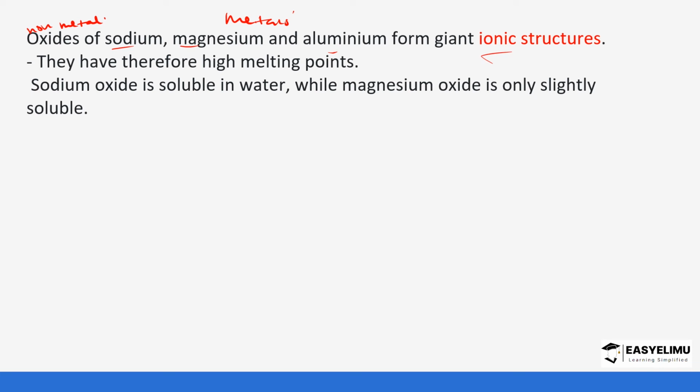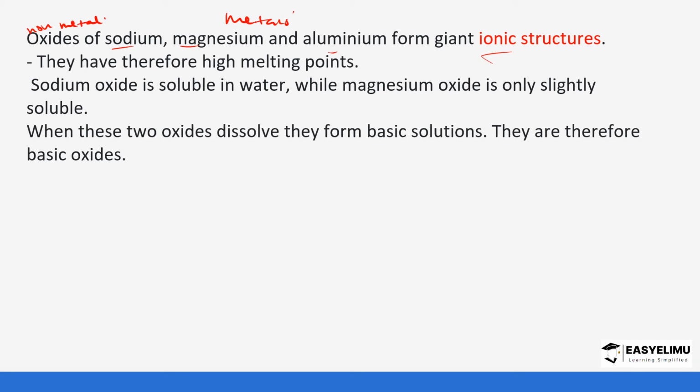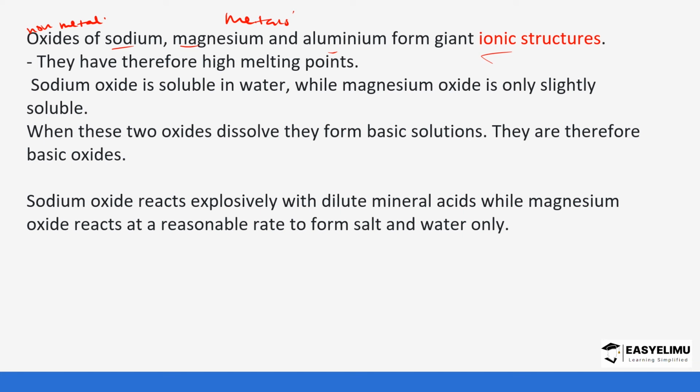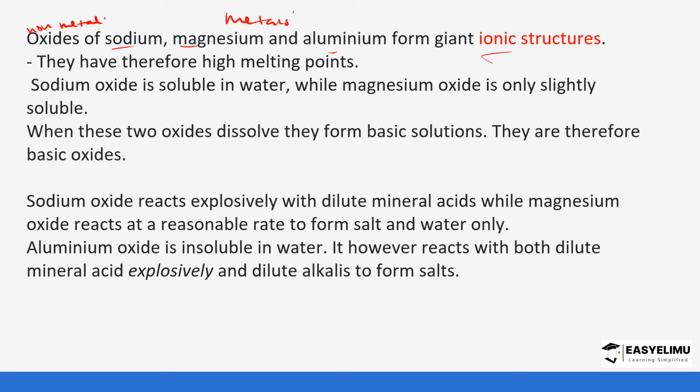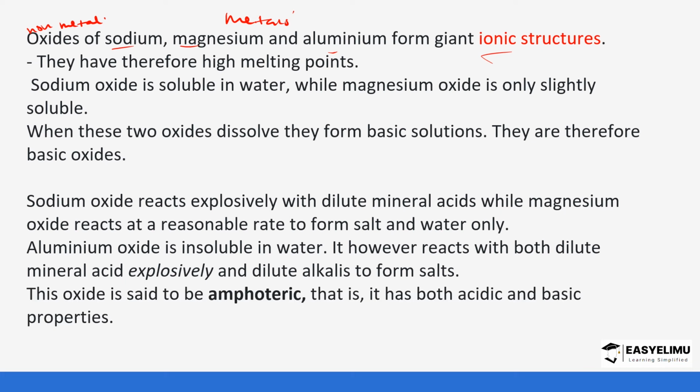Now they have reacted. Sodium oxide is soluble in water while magnesium oxide is slightly soluble. When these oxides dissolve in water, they form basic solutions. Sodium oxide reacts explosively with dilute mineral acids, while magnesium oxide reacts at a reasonable rate to form salt and water only. Aluminium oxide is insoluble. Remember, we talked about this. However, it reacts with acids and bases to form salt, but only in special conditions at high temperatures. So this oxide is said to be amphoteric.